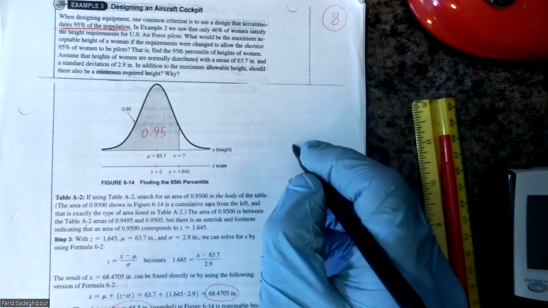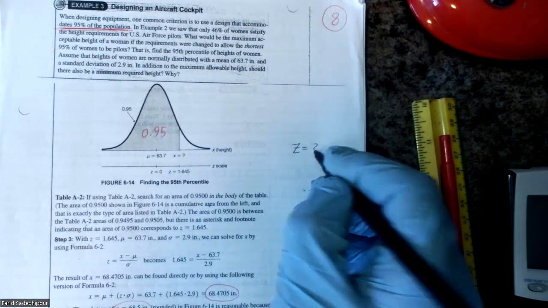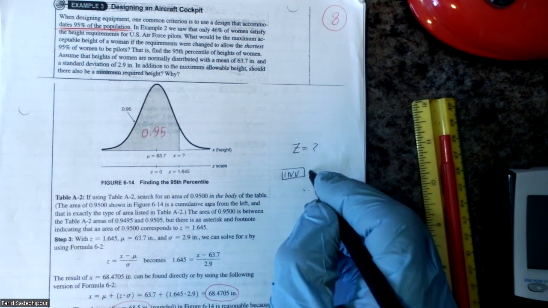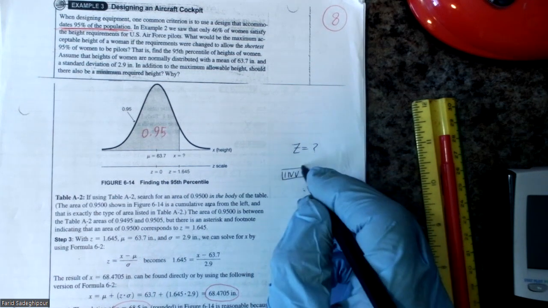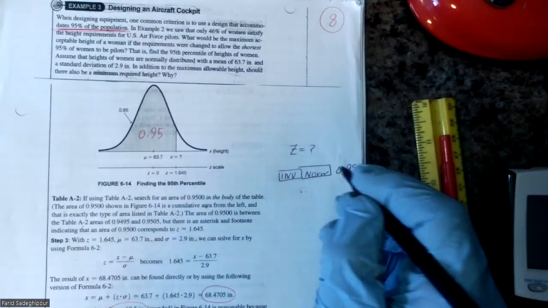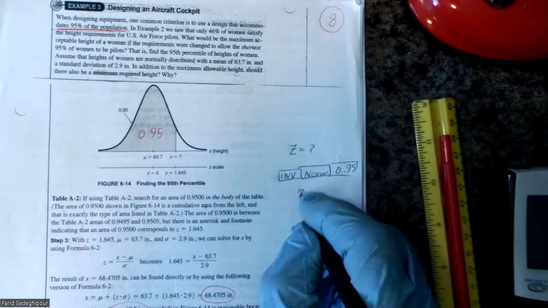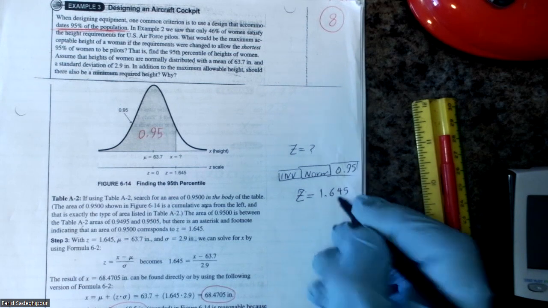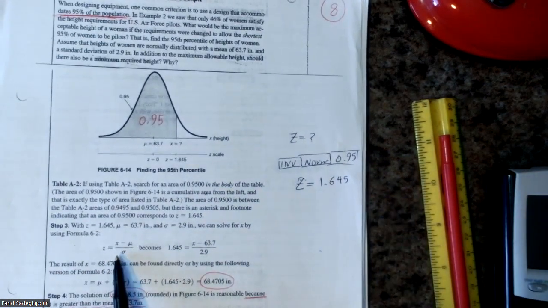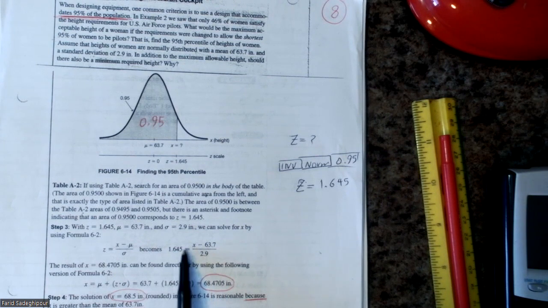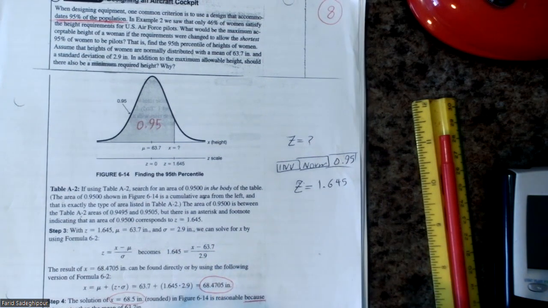So how do I find the z here? To find the z, remember on your calculator, you put inverse norm, then you put the area, and when you enter, the calculator gives you the z, which is 1.645. Then you use that in the formula to find the x. Why? Because the standard deviation and mean of the population are both given in the problem. If I cross multiply, that gives me the x value.